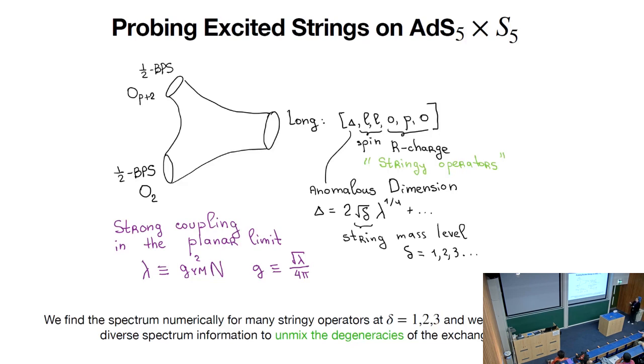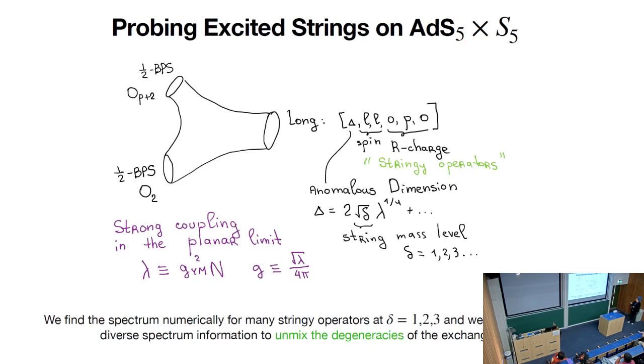We would like to call such operators stringy operators, and we expect them to grow at strong coupling as follows. So the leading coefficient is parameterized by the string mass level, and essentially we consider the strong coupling of N=4 super Yang-Mills in the planar limit.